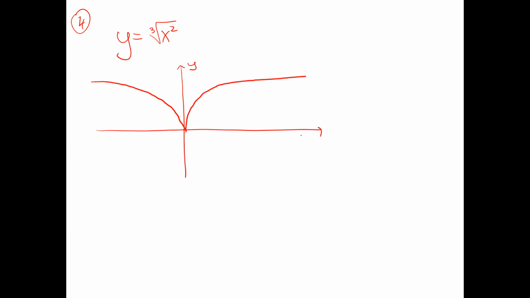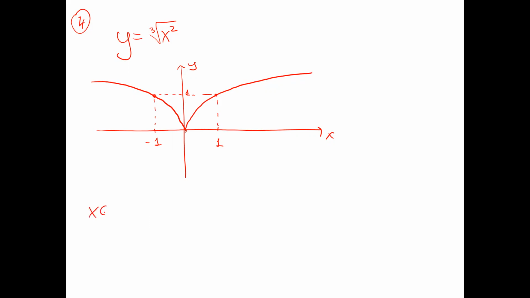Okay, y and x. Let's just put 1. If we put -1, -1 squared is 1, and the cube root of 1 is 1. It's supposed to be nice and symmetric. And 1 will also give us 1, and so on.